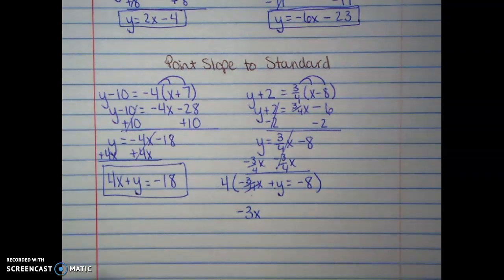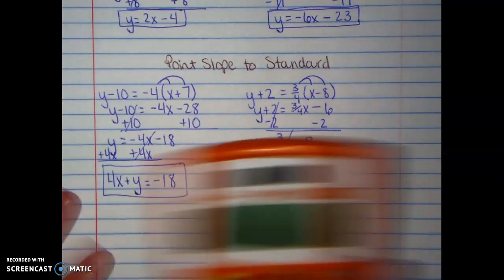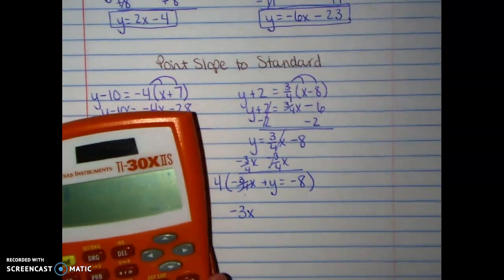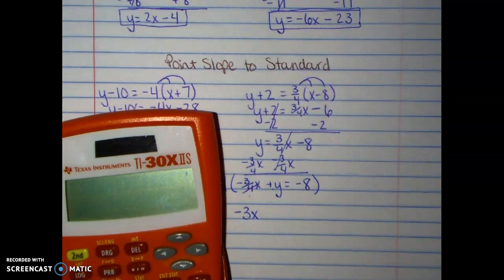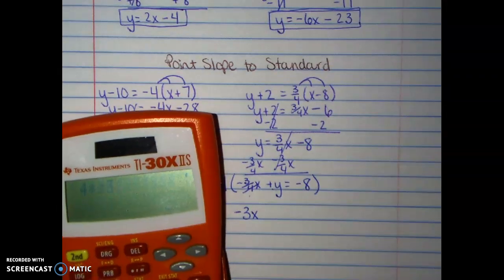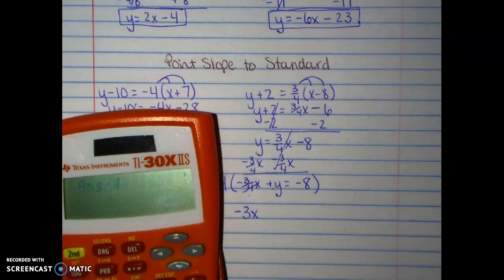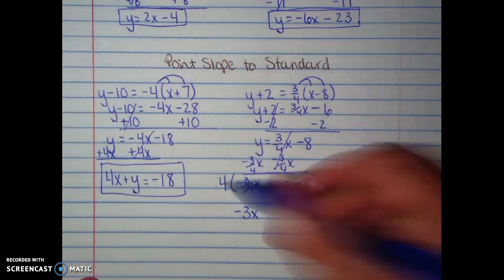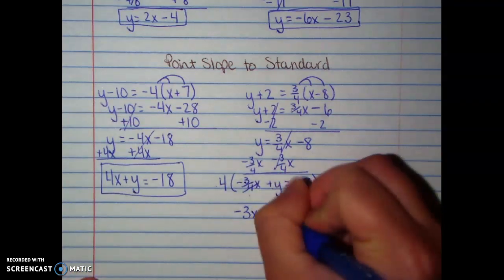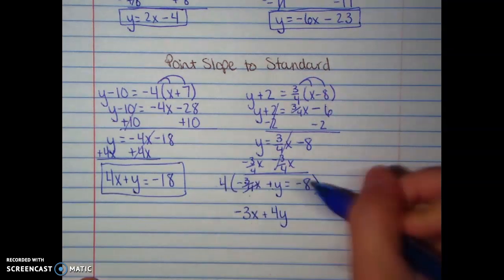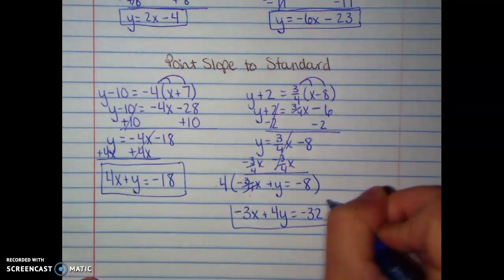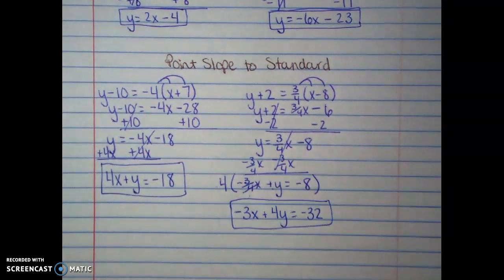And we talked about it when we were doing notes. So I was doing 4 times -3 and then divide it by 4. And there's that -3 that I got. Okay, and then 4 times y is a positive 4y. 4 times -8 is -32. And then you are done with that.